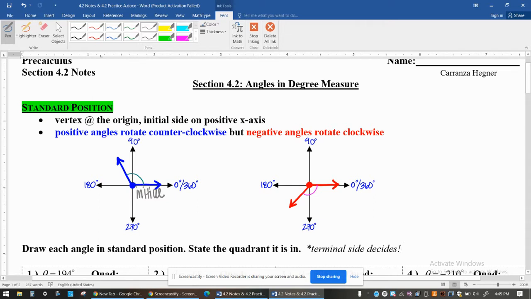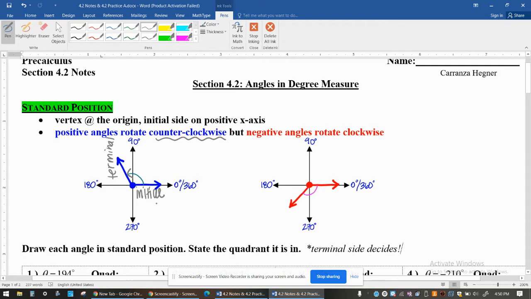Now, positive angles go up and to the left, which is counterclockwise, so the opposite of the way a clock goes. Those are positive angles. This would be considered the terminal side. That's where it terminates, or where it ends. It's the ending side. When you're going around a full circle, the major angles are 90 degrees, 180, 270, and then a full circle is 360.